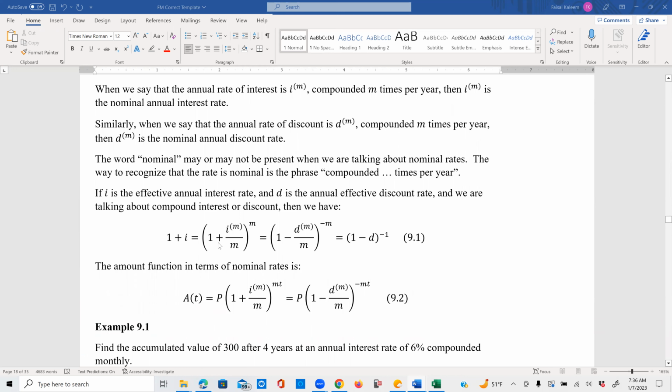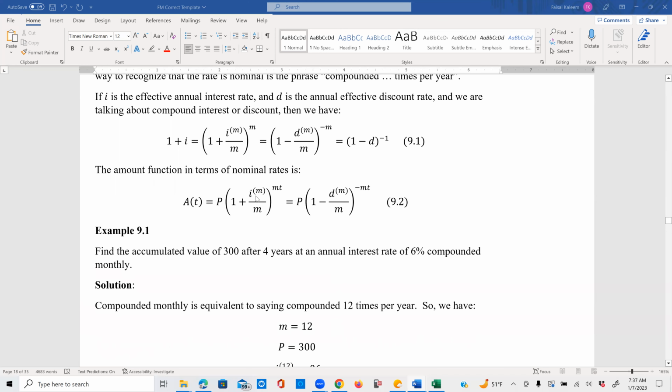1 plus i is equal to (1 plus i^(m)/m) whole power m, equals (1 minus d^(m)/m) whole power negative m, equals (1 minus d) power negative 1. And the amount function in terms of nominal rates is P times (1 plus i^(m)/m) whole power mt, or P times (1 minus d^(m)/m) whole power negative mt. So let's look at some examples.